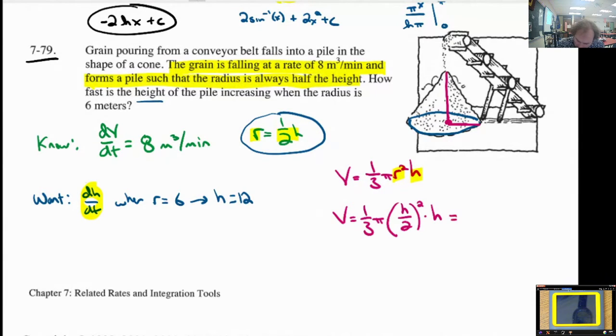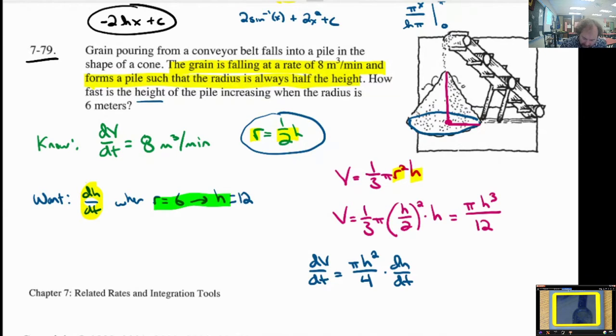Cleaning that up a little bit, we'll have pi on top, we'll have h to the 3rd on top. On the bottom, we're going to have 3 times 4, because 2 squared will give us the 4, and that will give us 12, like that. Now we want to take the derivative, dV dt. When we bring the 3 down to multiply it, 3 and 12 will balance out a little bit, make a 1/4. So we'll have pi times h squared over 4 times dh dt. And now we can go ahead and plug in our information.